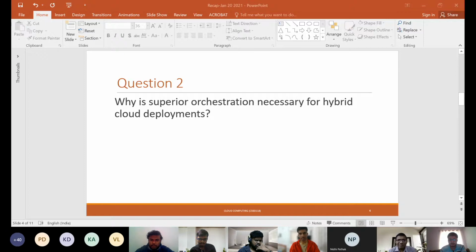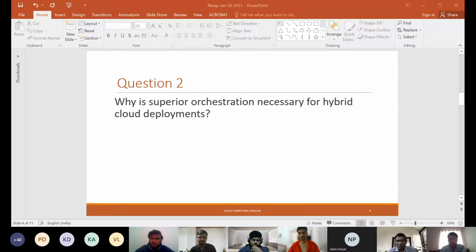I'm not sure, but because you have to manage the private cloud while it is actually taking requests from the public cloud, maybe that's why it's more difficult to deploy the hybrid cloud, and you have to have extra requirements. Snehal, your intuition is very good. Okay, so we'll look at the exact answer. But before that, anybody else?